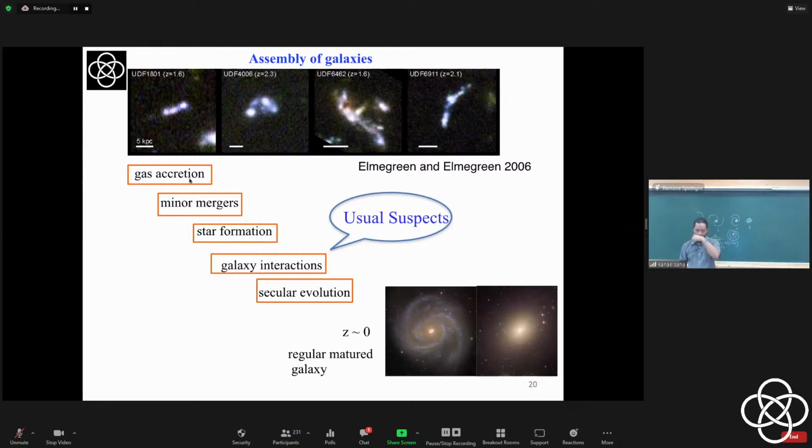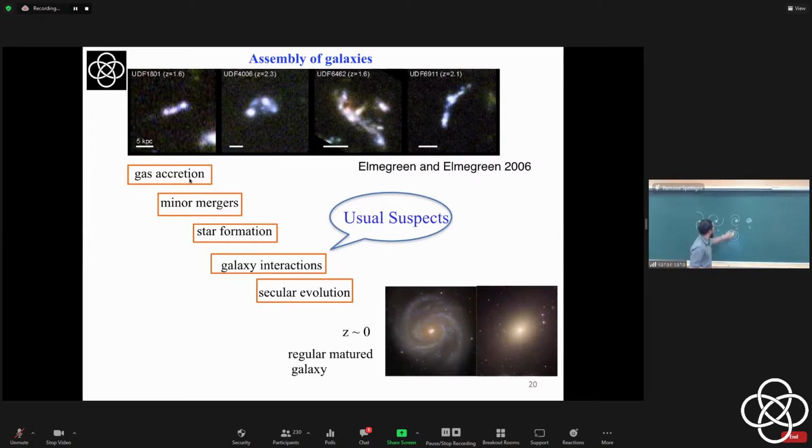So hopefully, if you have curiosity, send me questions so that I can talk about it next time, because there are too many things to talk about. So star formation is very important, and the combination of star formation and merger activity. Another important aspect of this is the following.